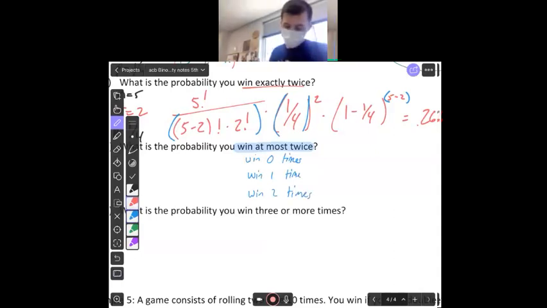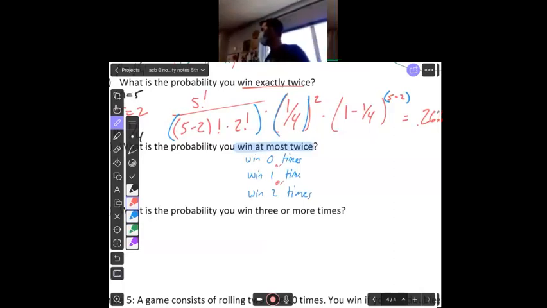But it's this word or that matters a lot here. I can do this, or I could do this, or I could do this. So how do we figure that out? How does that word or become important here? What's that word or telling us to do mathematically?